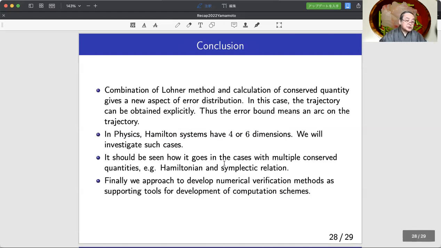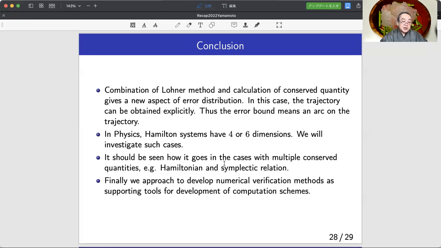Now we show you our conclusion. The combination of the Lohner method and calculation of the conserved quantity gives a new aspect of error distribution. In this case, the trajectory can be obtained explicitly. Thus, the error bound means an arc on the trajectory. In physics, Hamiltonian systems have 4 or 6 dimensions. We will investigate such cases.